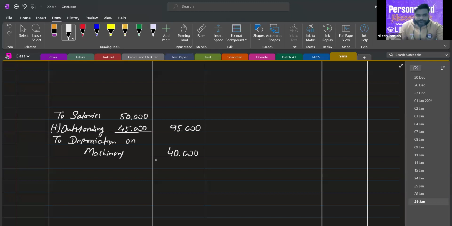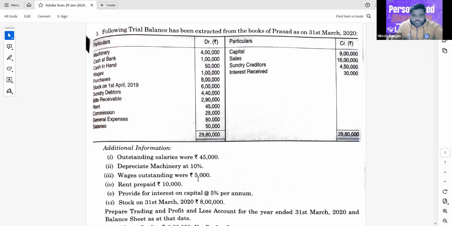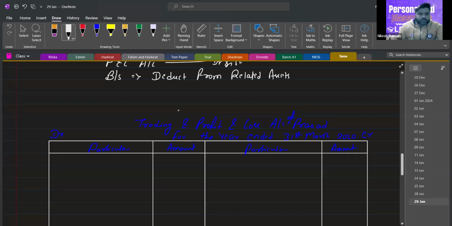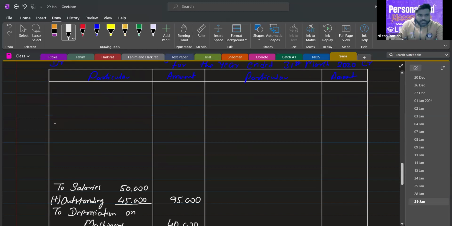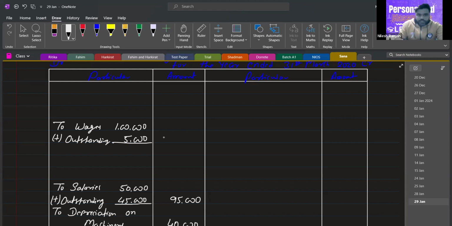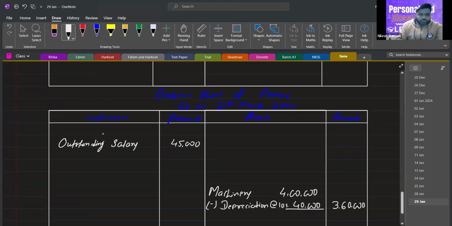$40,000. Next is wages outstanding, which were 5,000. Now we have to find wages. Wages is 1 lakh. So we will write here to wages 1 lakh plus outstanding 5,000. It is 1 lakh 5,000. And this 5,000 will also go to the liability side, outstanding wages.